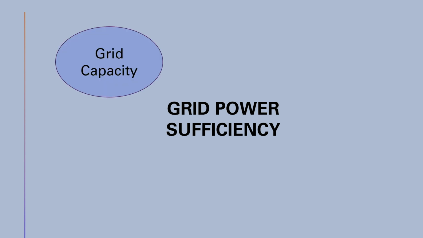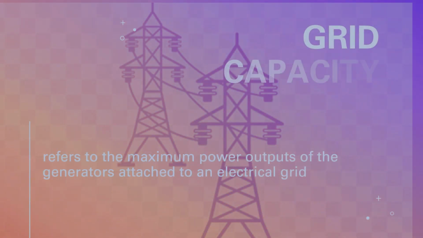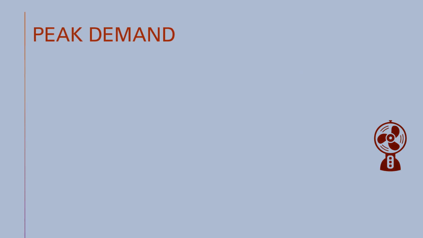The power of each grid, whether it is sufficient or not, relies on three things: grid capacity, peak demand, and ideal reserve. First is the grid capacity. It refers to the maximum power output of the generators attached to the electrical grid, meaning the maximum power it can offer the system. Second would be peak demand.